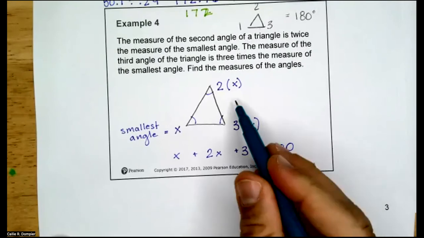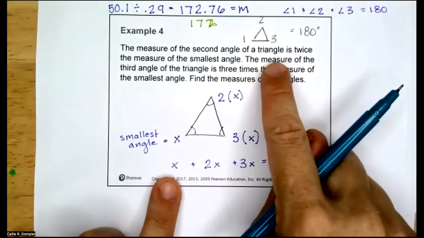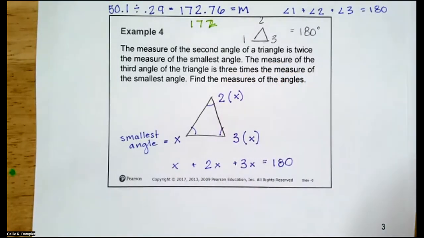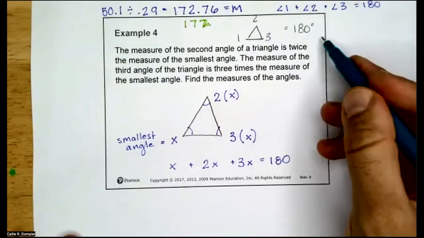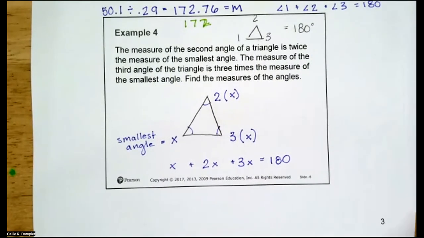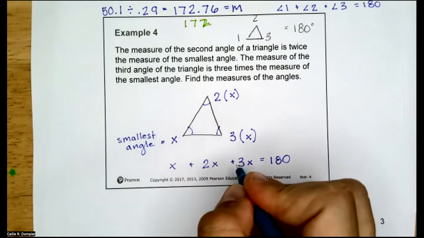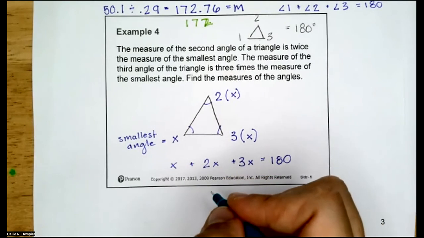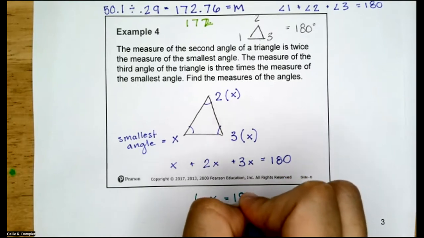Now we need to solve it to find the measures of the angles. Does that make sense? The second angle is twice the measure of the smallest angle. The third angle is 3 times the measure of the smallest angle. Find the measures of the angles. So I think what I represented makes sense with this. Good. So x plus 2x plus 3x, that's just 3 plus 2 plus 1. 3 plus 2 is 5, plus 1 is 6, right? 6x is 180.